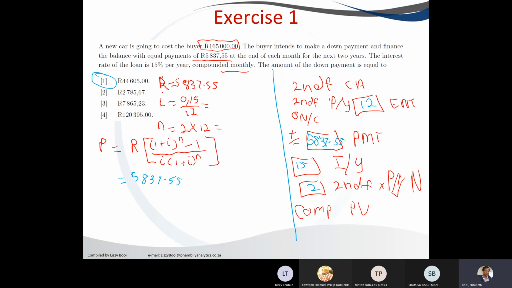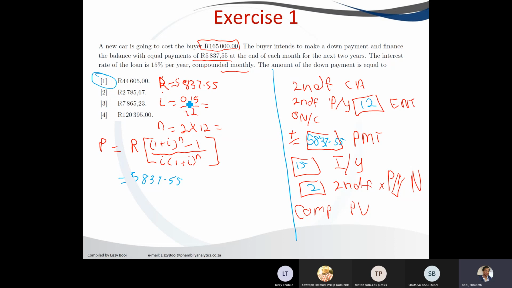5,837.55. Since you are using a Casio, and I'm going to assume that your Casio is the one with the fraction capability, since this is so complex, you can do it on your calculator by doing all this sum at once.